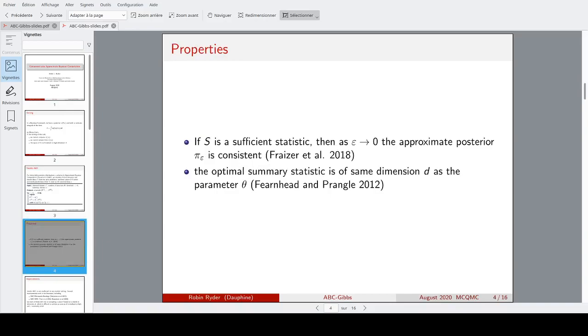Now, a couple of properties which are good to know about ABC. The first is that as epsilon goes to 0, the approximate posterior is consistent. In other words, it concentrates on the value which was used to generate the data. And another property that's interesting, especially in our case, is that we know that the optimal summary statistic is going to be of the same dimension d as the parameter theta. Now, of course, that doesn't tell us what that statistic is, but it gives us information about it.